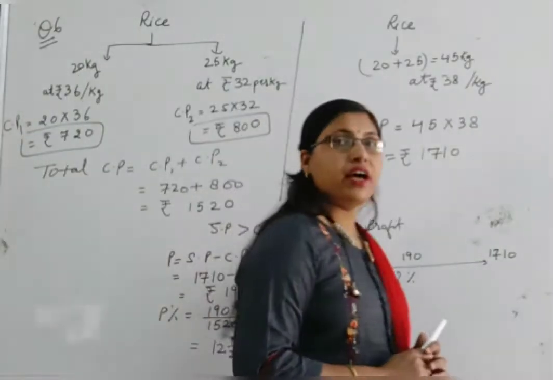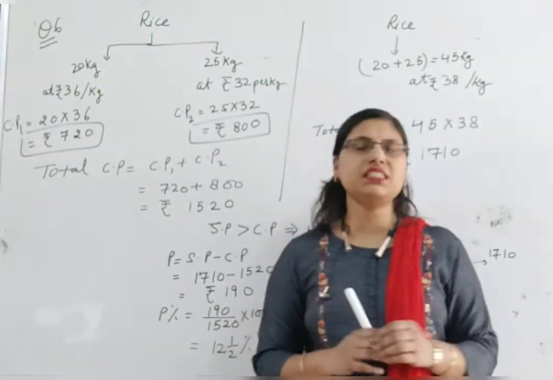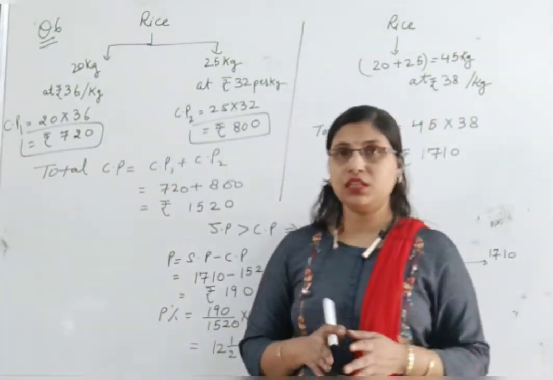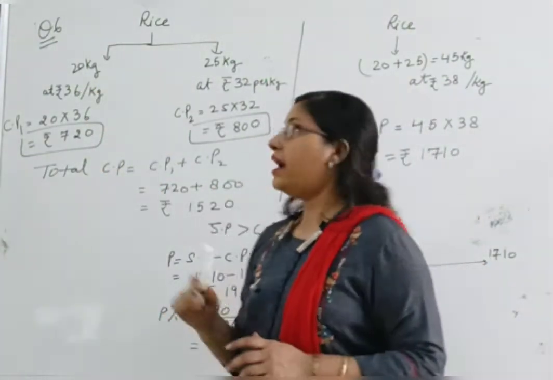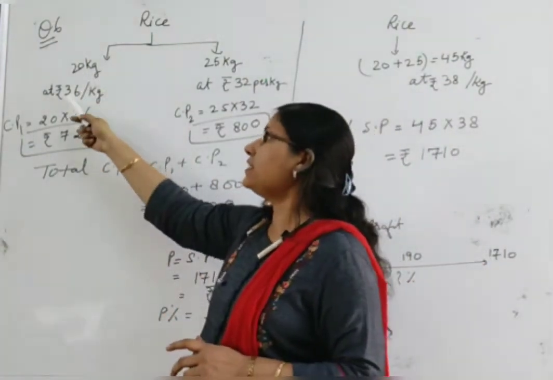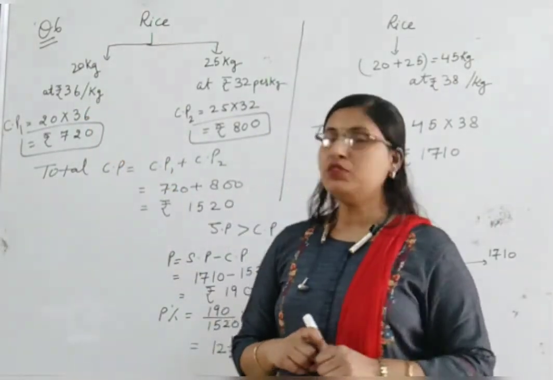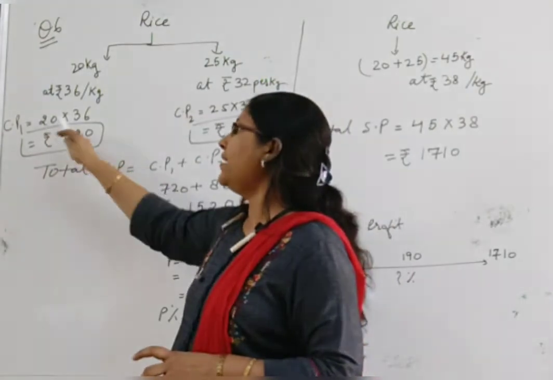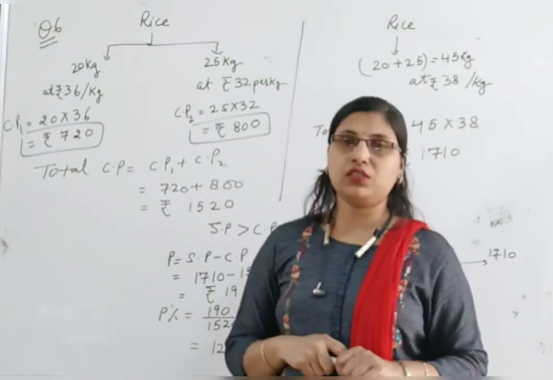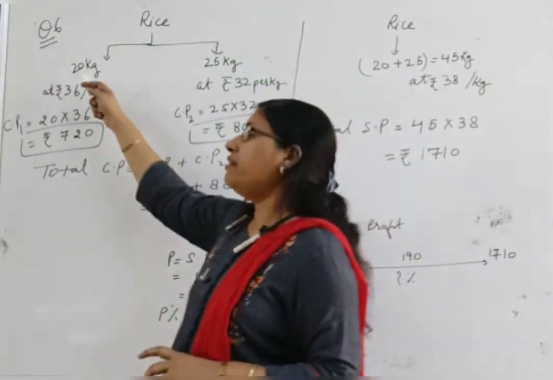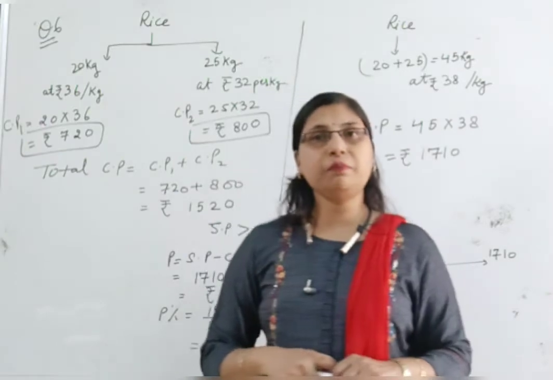In this question, Hari purchased rice in two forms. Suppose he has purchased it from two different shops. From one shop he has purchased 20 kg rice at 36 rupees per kg. So how much is the total amount spent? We can calculate 20 multiplied by 36 and we will get 720 rupees. तो उसने राइस कितने खरीदे? 20 kg. कितने के खरीदे? 720. This is the CP1.